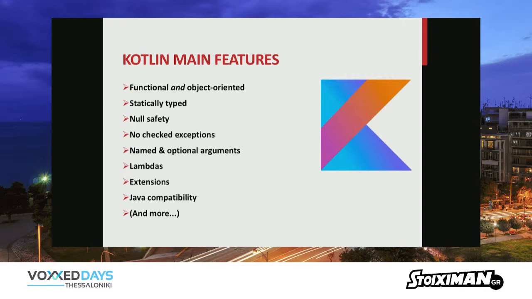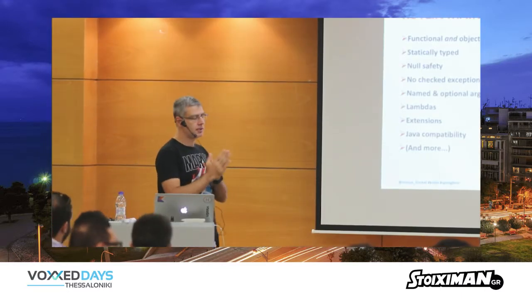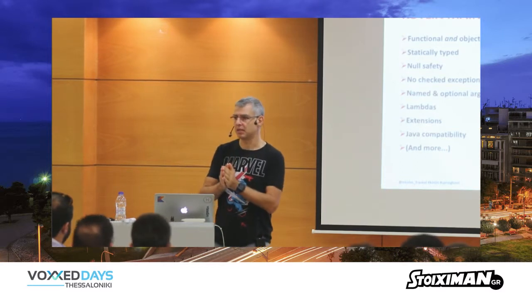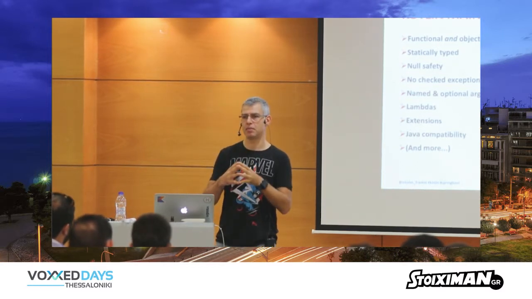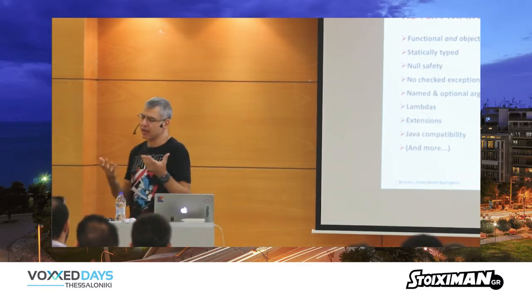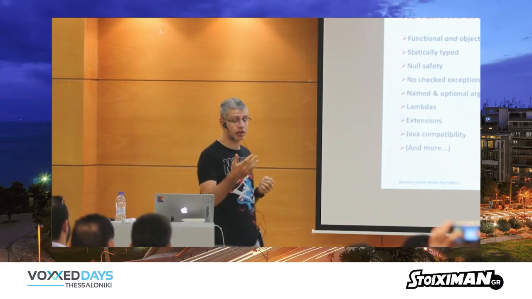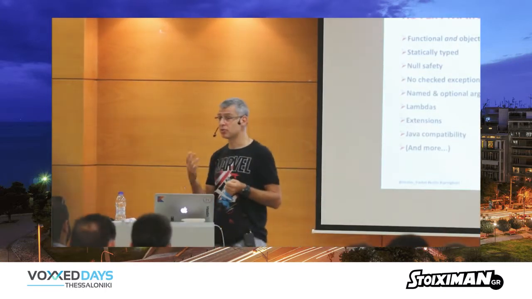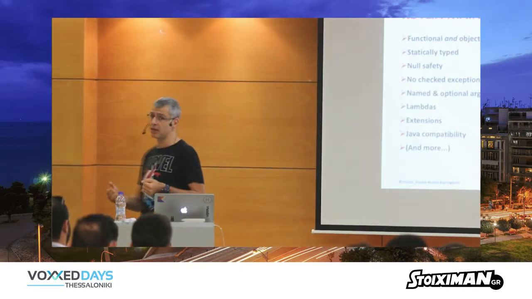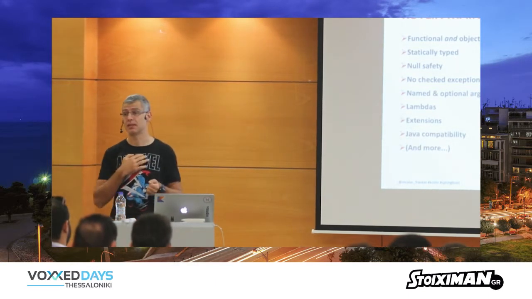You've got lambdas because it's a functional language. You've got extensions. I have a dedicated slide for that. It's really, really great. And for me, the killer feature is Java compatibility, 100% Java compatibility. I mean, if you write Scala code, I don't troll Scala, I'm just telling the facts. You can call Java code from Scala very easily. But the reverse is not true. If you call Scala code from Java, it's a mess. It's really a big mess.